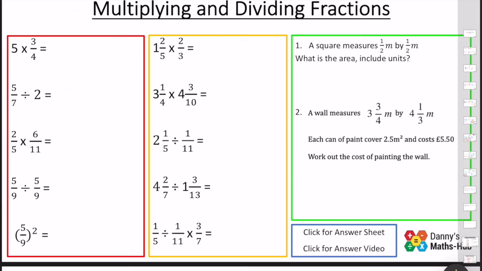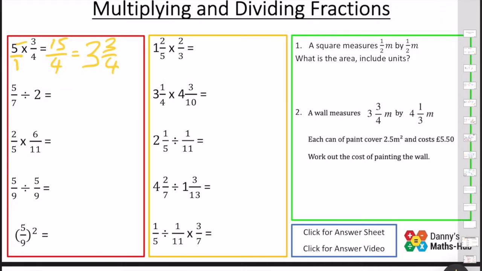Let's go through the answers then. Remember, if we're going to work with a single number, we put a 1 underneath it. 5 times 3 is 15. 1 times 4 is 4. We have 15 over 4. To keep it as simplified as possible, we turn it into a mixed number. How many 4s go into 15? 3, remainder 3.